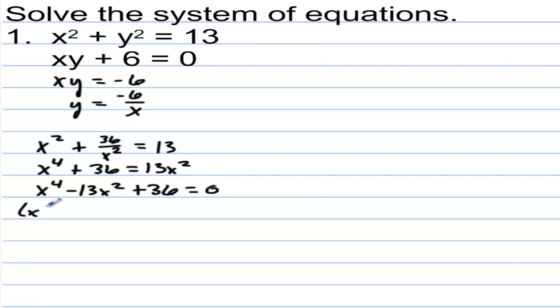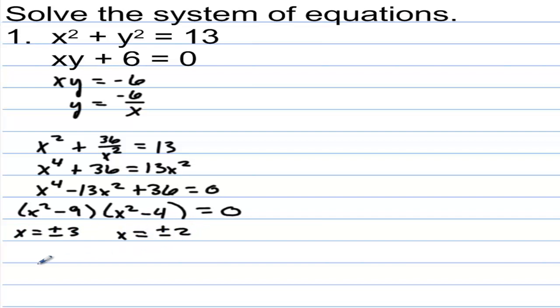Let's factor. We have x squared minus 9 and x squared minus 4. That's the factors of 36 that add up to 13. X now is equal to plus or minus 3, and x is equal to plus or minus 2.